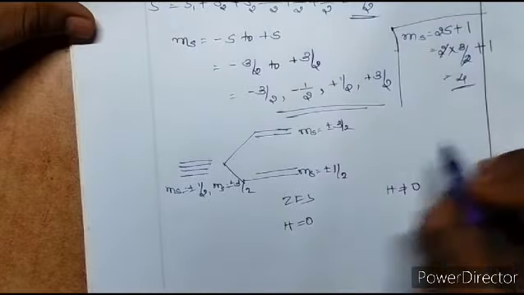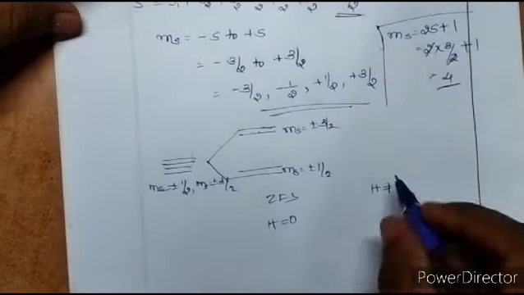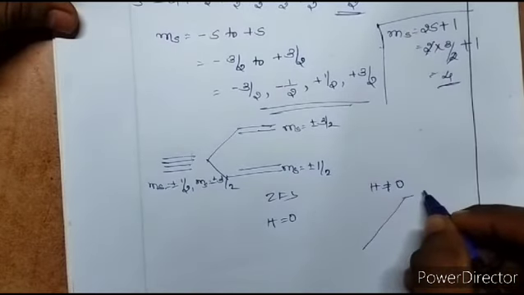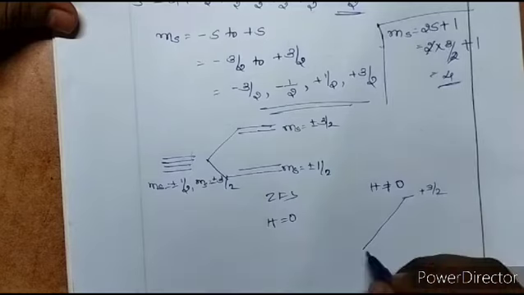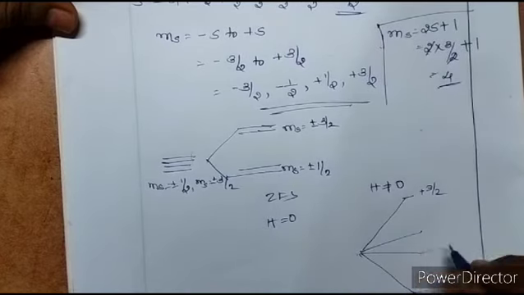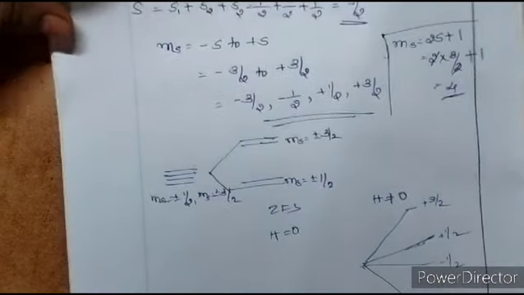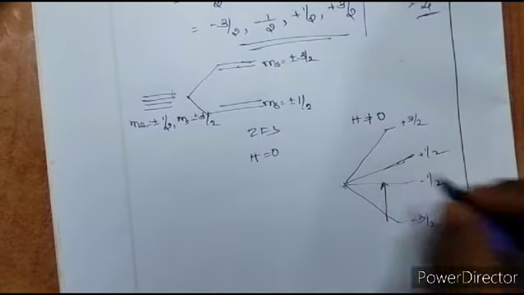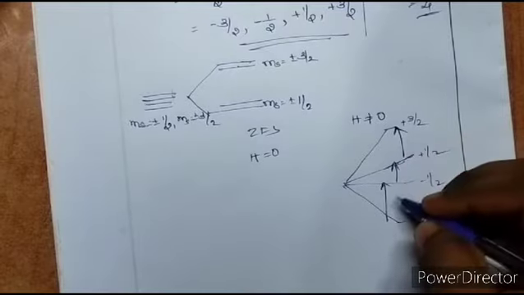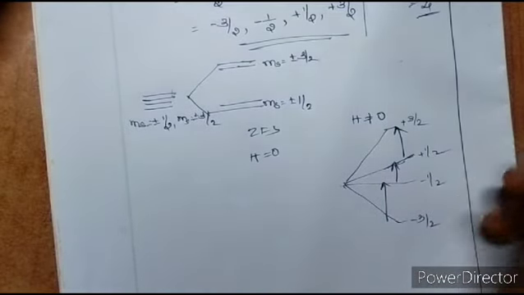Let me write here, because I have no space here. This is the level with plus 3 by 2, this is minus 3 by 2, this is minus 1 by 2, this is plus 1 by 2. So what will be the 3 transitions? One is this, one is this, and another one is this. There are 3 transitions happening for the system with 3 unpaired electrons.